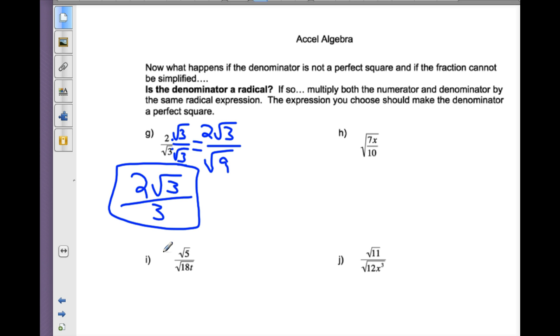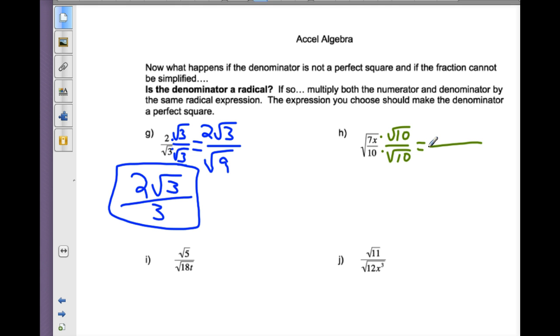All right, let's go. What are we going to multiply top and bottom by? Radical 10. Multiply by radical 10, top and bottom.